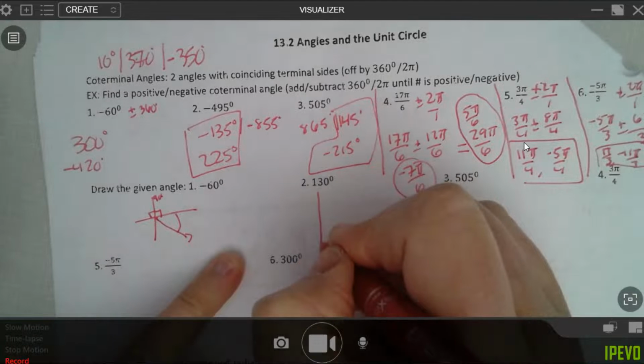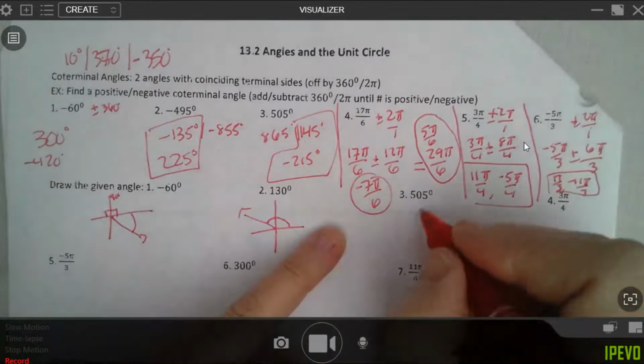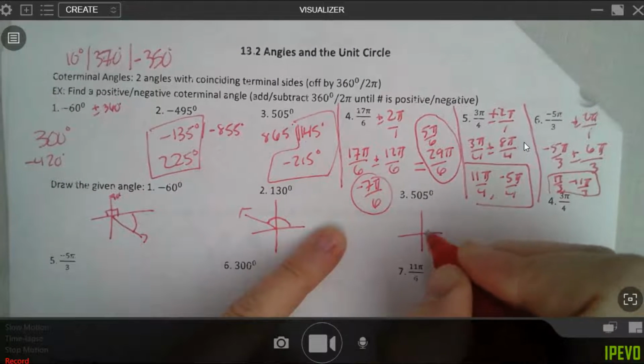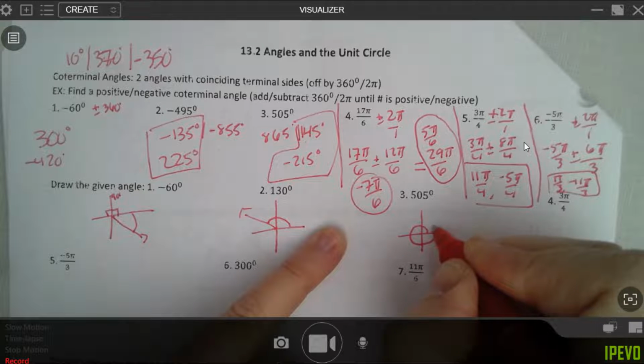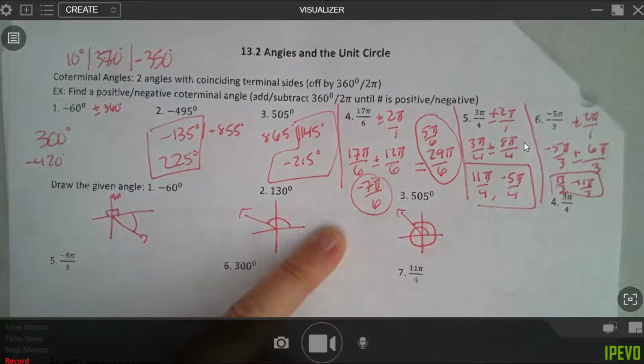So 130, that's more than 90, but less than 180. So it falls right there. 550 is an entire time around. Remember, that's what we figured out up here. And then to 140. So if I go one whole time around, that will be 360. And then I have to go to 145 more degrees. So 505 would fall right there.